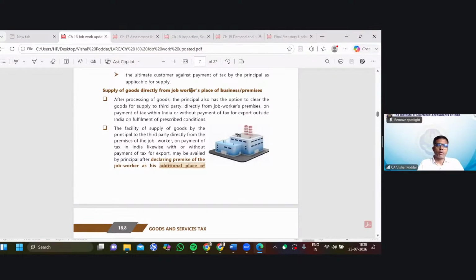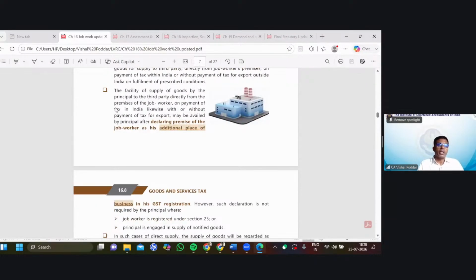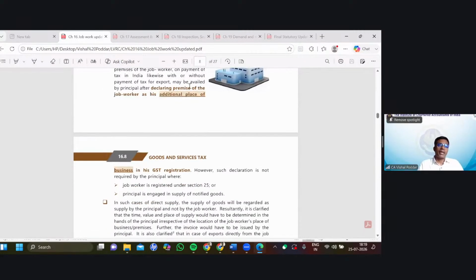Now, whenever this option is opted, what is that option? Supply of goods directly from the job worker's place of business. After the processing, the principal has the option to clear the goods from the job worker's place to a third party on payment of tax within India, or without payment of tax for exports outside India. This facility of supplying goods directly from the job worker's premises on payment of tax can be availed by the principal only after the principal has declared the job worker's premises as his additional place of business.